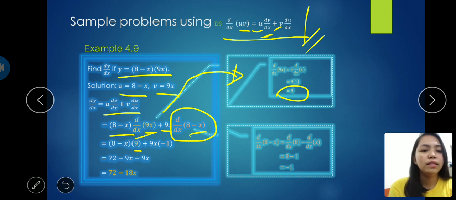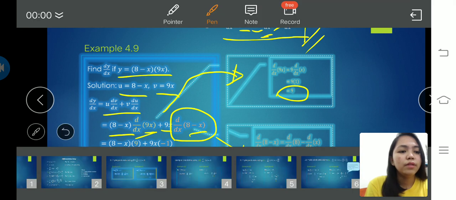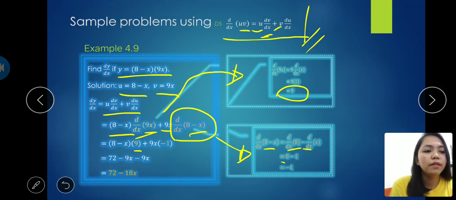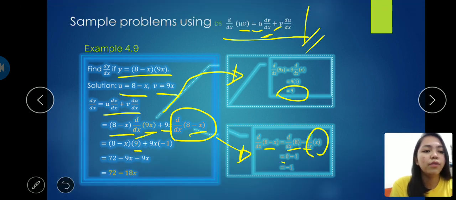So, which is 8 minus x. Here is its solution. If we look, we also use the sum rule. We separated 8, and then minus the derivative of x. So, we have the derivative of 8 equal to 0. Then the derivative of x is 1, and we just copy the sign, so it became minus 1. So, therefore, negative 1. Then we substitute it here.